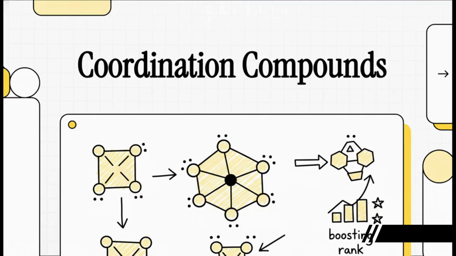Listen up. If you're serious about boosting your CUET rank, there's one chapter you absolutely cannot afford to get wrong. Coordination compounds. This chapter is an absolute goldmine for marks, but here's the catch. It's also where so many students get tripped up. Let's fix that. Right now.